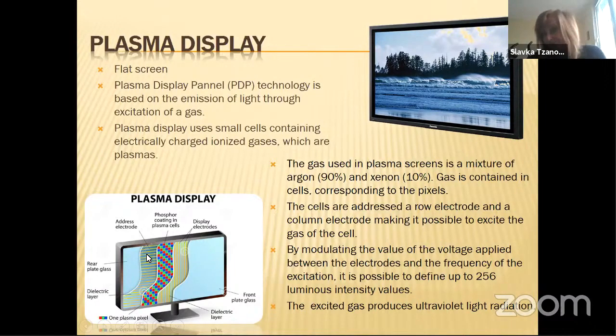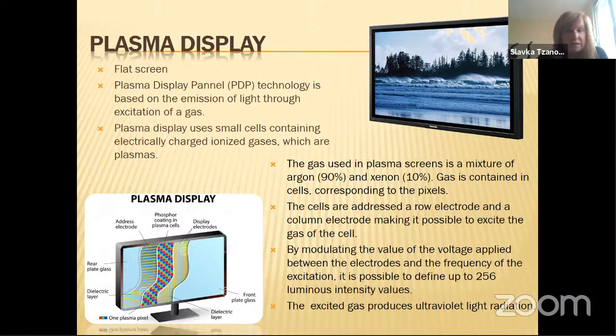This is the principle in the memories, by the way, if you know the physical construction of the memories. So, okay, we have rear plate glass, a dielectric layer, and front plate glass. Between these two glasses the plasma is created, the gas.